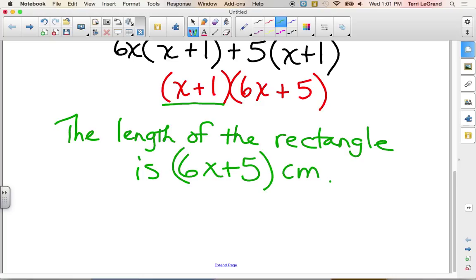Now, there is such a thing as polynomial division that you haven't learned how to do yet, and we'll learn that in 2 years from now in another algebra class, and that would have gotten us the same answer, 6x plus 5. But this is what we know how to do right now, right? So anybody get questions?